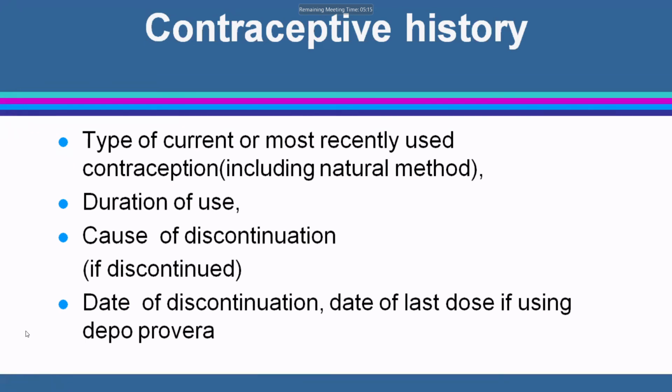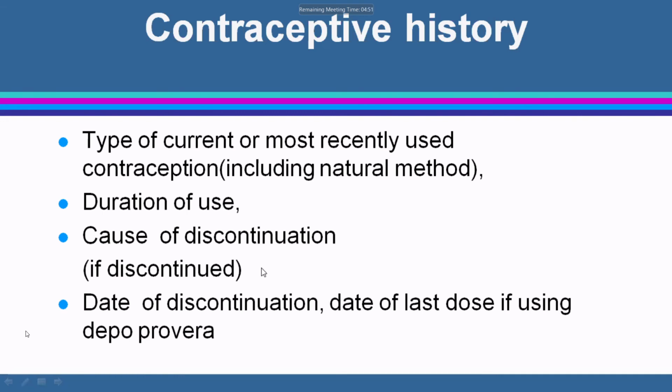Some women will say that they are not using any contraception, but they may be practicing some natural method like coitus interruptus that will be discussed in later classes. Okay. Duration of the current use of contraception, if they have discontinued, when they discontinued, and reason for discontinuation.